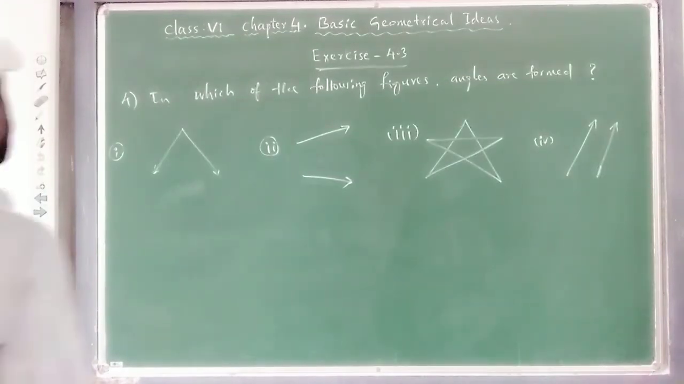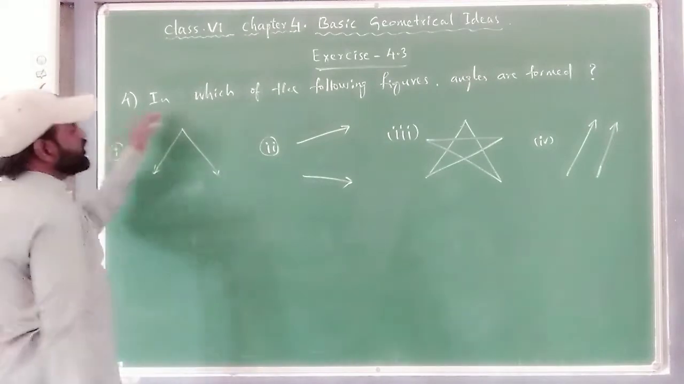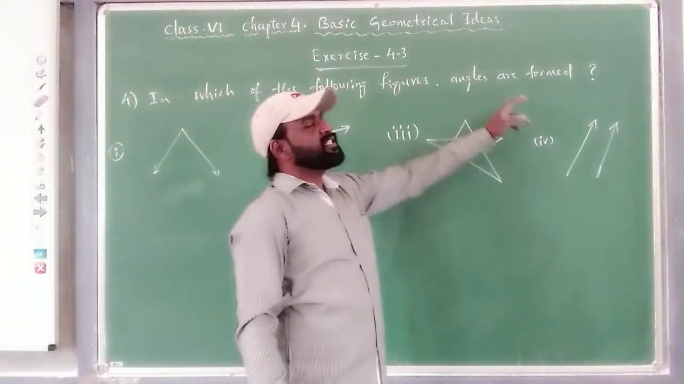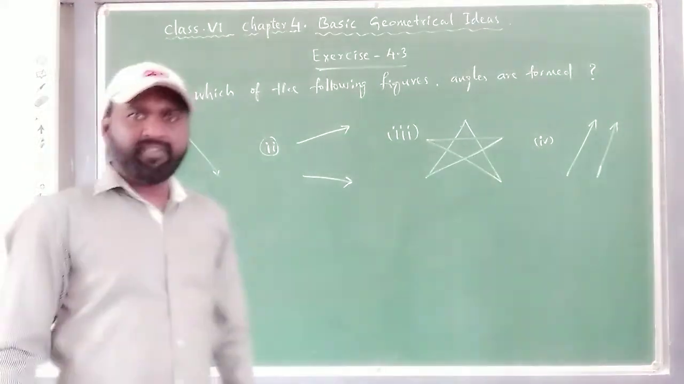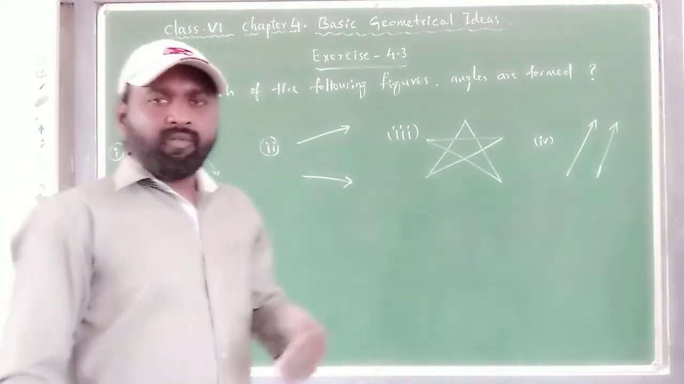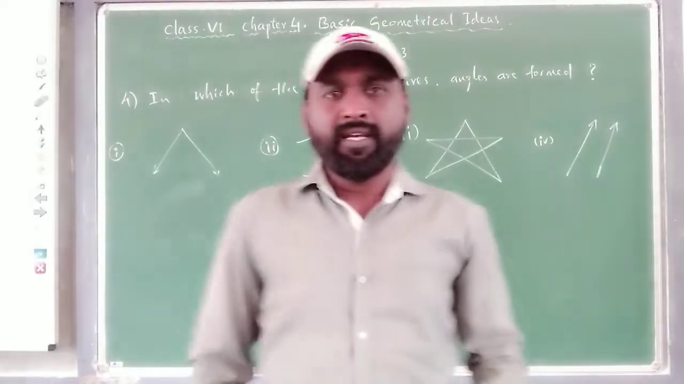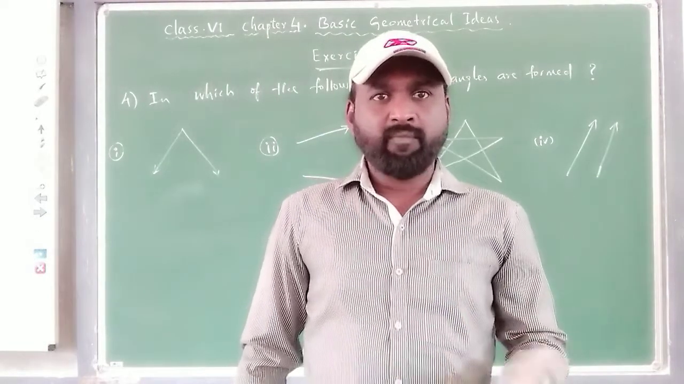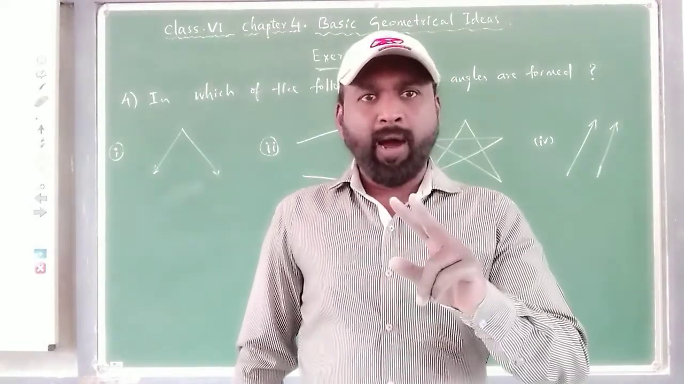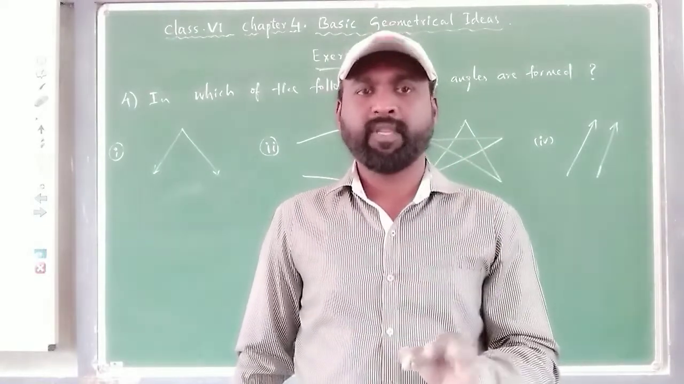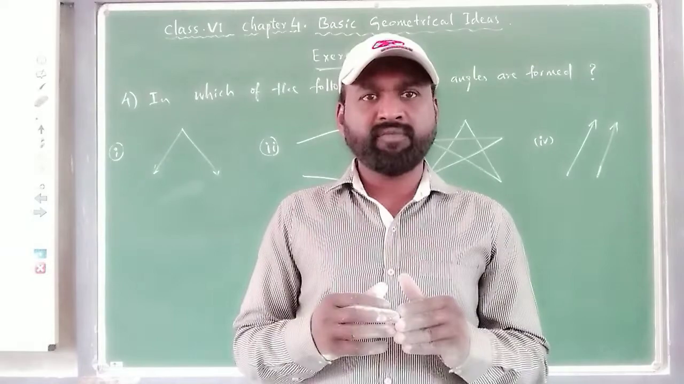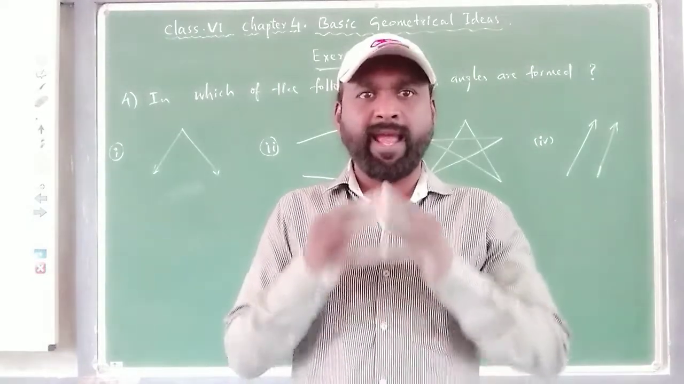See the next question. Question number 4. In which of the following figures angles are found? Here 4 figures are given. What is meant by angle? Actually, the angle will be formed by the 2 arms or the 2 rays which have a common point among them. The 2 rays starting from a common point will make an angle.